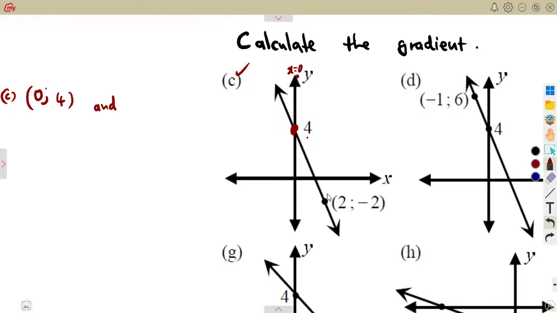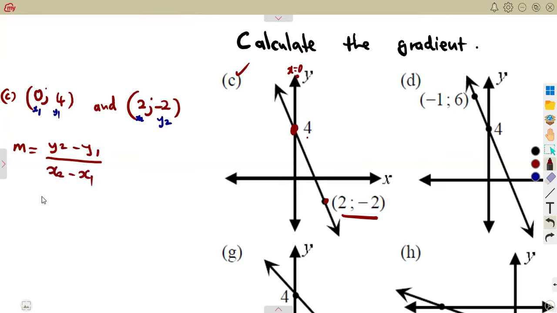And another point that is directly given is (2, -2). So that's it. We can calculate our gradient, which is m. You can write gradient, or you can write it as m. Remember the concept: x1, y1, x2, y2. So let's substitute. Our formula is not going to change: y2 minus y1 over x2 minus x1.